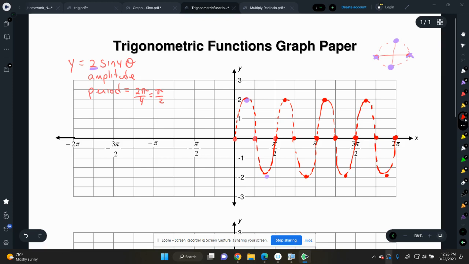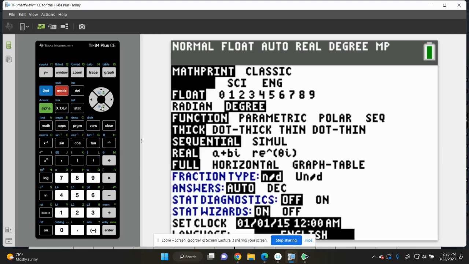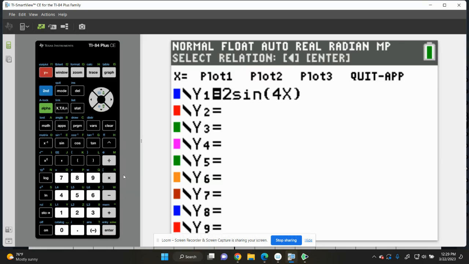Okay? Now, did we go over how to graph it on your calculator? Yes, we did. Okay. So you can always double check it. I'll just put this in here very quickly to show you again. I did this in radians, so I'm going to change this back to radians. I think that's the right one.